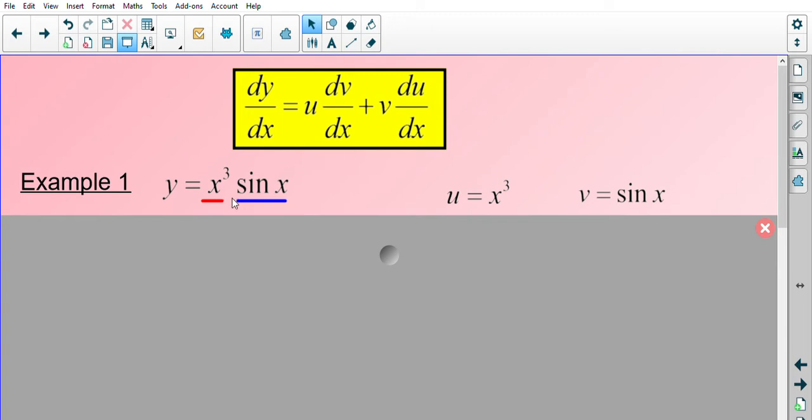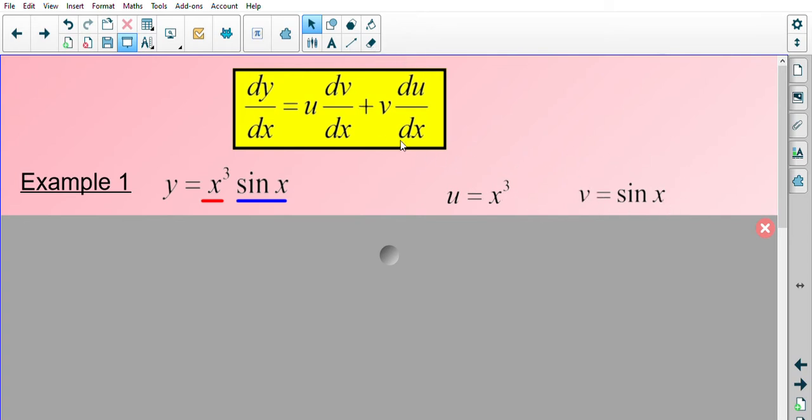So y equals x cubed sine x. Okay, so this is a function, x cubed sine x, but you can see it can be split into 2 separate functions. X cubed, that'd be like our u, and our sine x would be our v. Okay, so you can see I'm going to write that down there. u is x cubed and v is sine x.